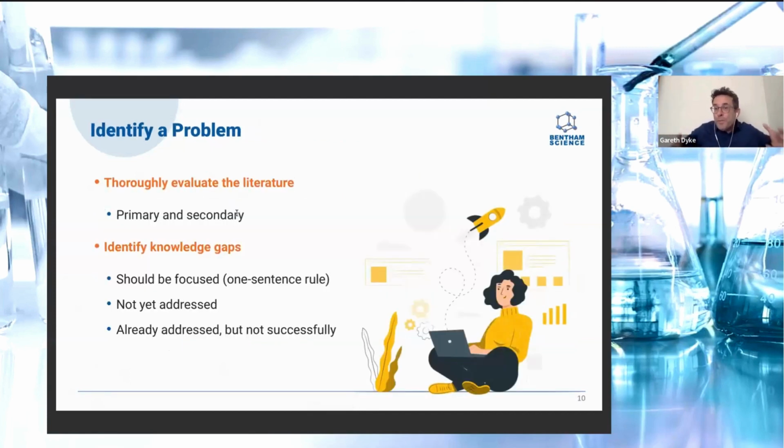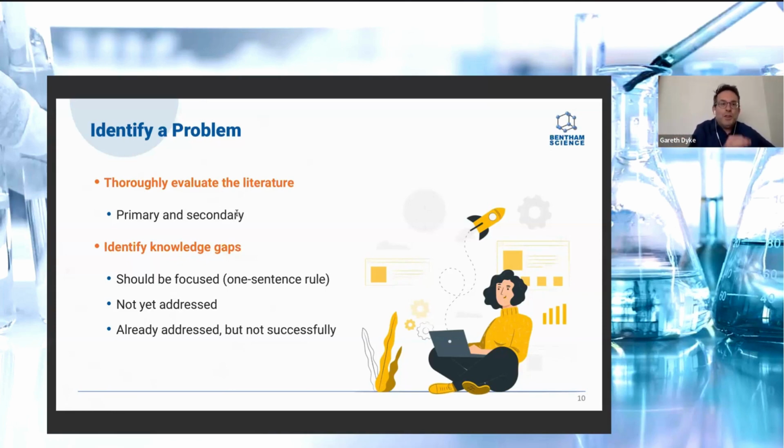We've got a problem. We've identified something that we're going to do research on in our application. Let's then make sure that we've thoroughly evaluated the literature. There are a number of fantastic AI tools that you can use these days, and we'll give you links to those as well, to quickly and effectively interrogate the literature in your field to make sure that nobody has previously done this. Of course, that would be bad: putting a funding application in only for a reviewer to say, well, it's already been done.